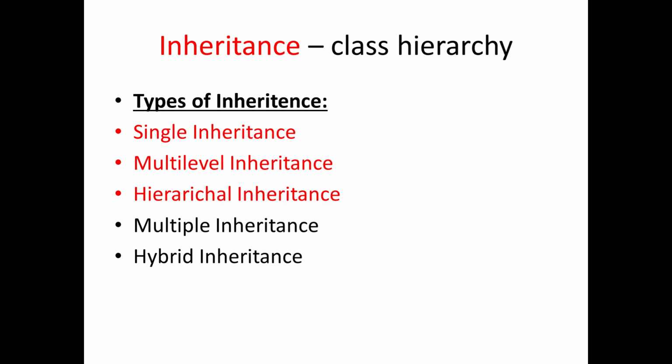And these are the types of inheritance. In object-oriented programming concept, there are 5 inheritance types: single inheritance, multi-level inheritance, hierarchical inheritance, multiple inheritance, and finally hybrid inheritance. Java supports the first 3 inheritance types directly, that is single inheritance, multi-level, and hierarchical inheritance. And Java does not directly support multiple inheritance and hybrid inheritance.